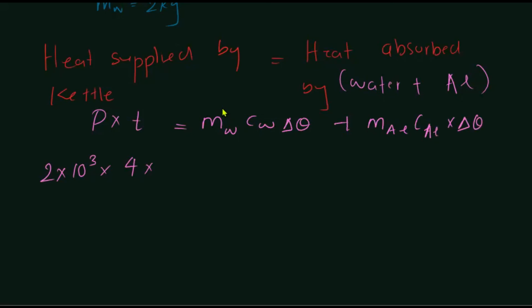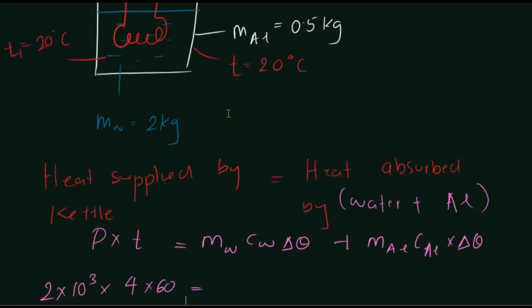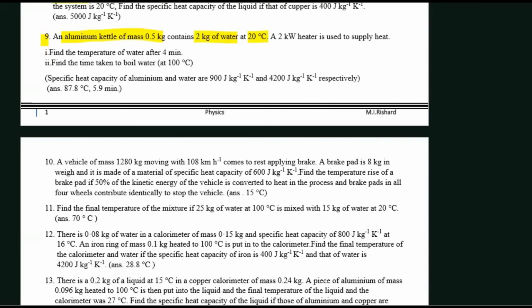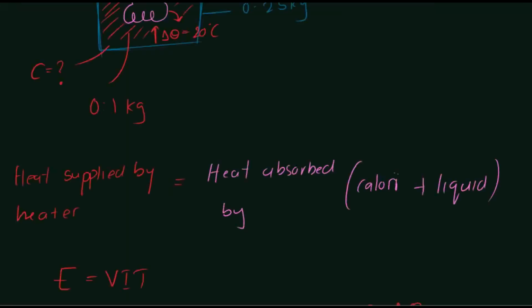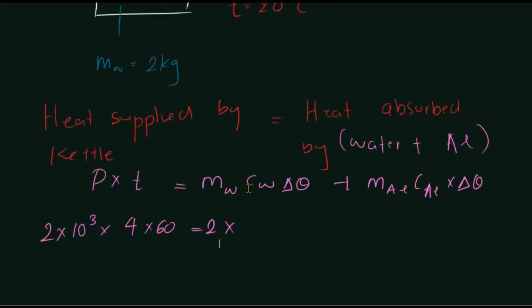So what is the power of the heater? P is 2 into 10 to the power 3, which means 2 kilowatts. What's the time? 4 minutes means 4 into 60 seconds. What is the mass of water? 2 kilograms. The specific heat capacity of water is 4,200. So what is the temperature change?